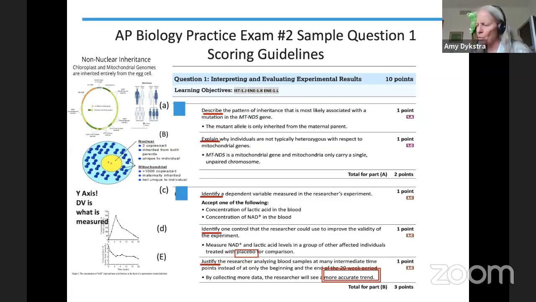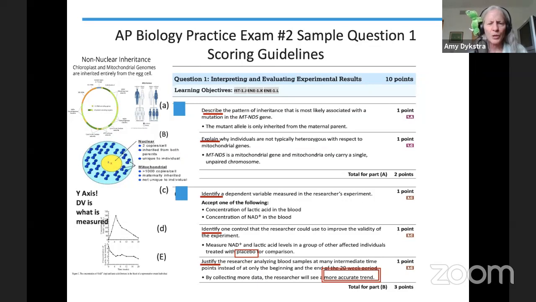Another way I thought about this question is that in order to be heterozygous, you have to have two different alleles, one coming from the father and one coming from the mother. And you're only getting that mitochondrial gene from the mother. So there's no way to be heterozygous. And you can see in that other diagram how there are paired chromosomes in nuclear inheritance, but mitochondria only have the one chromosome. So there's no pairing of the chromosomes. Okay, so that's letter B.